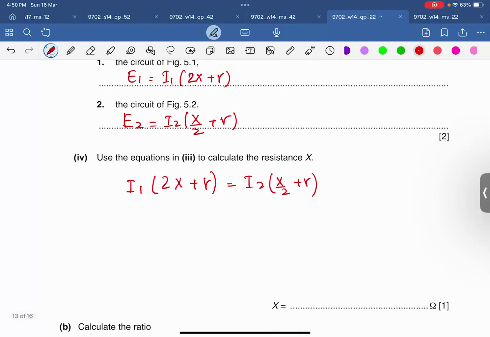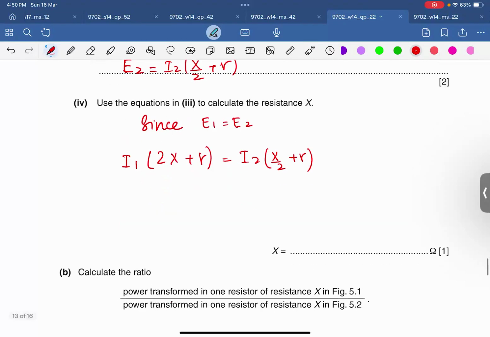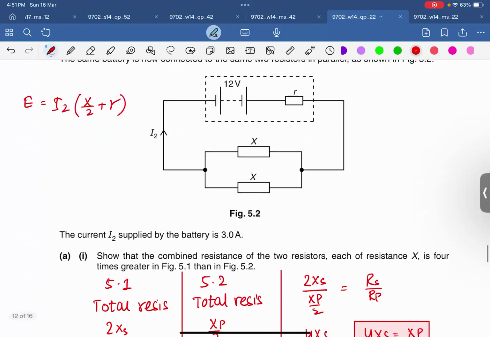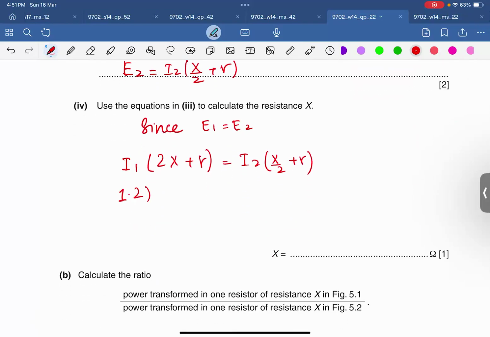Since E1 and E2 are equal, you have to make the statement or make the reference. Since E1 equals E2, now I1 was, I think, 1.2. I1 is 1.2, and 2x plus R equals I2, which is 3, times x over 2 plus R.